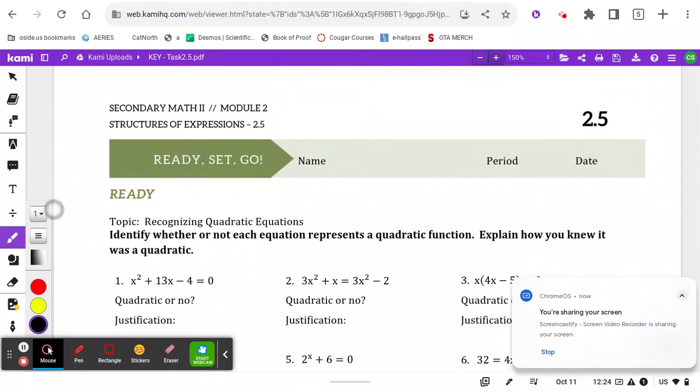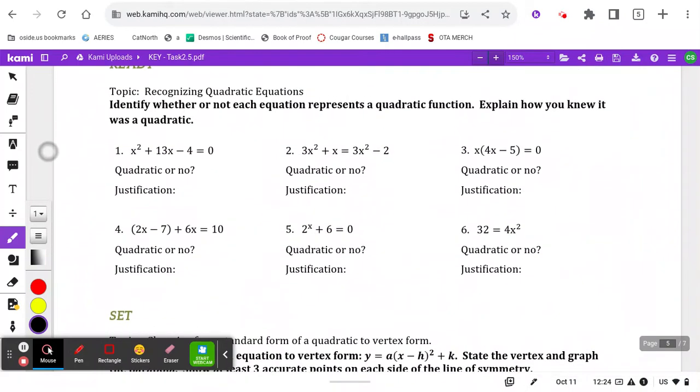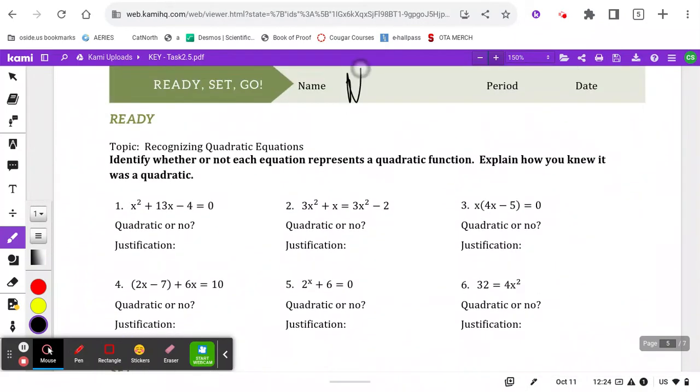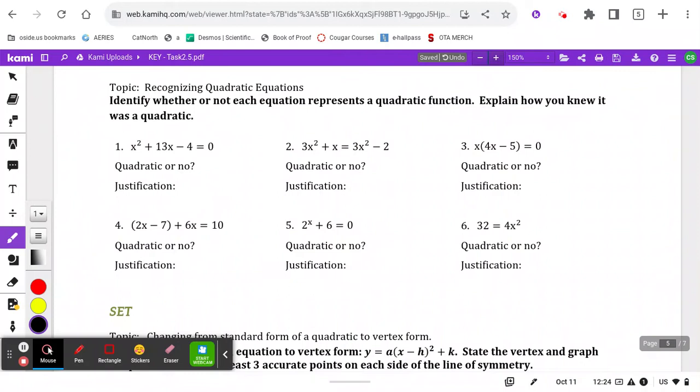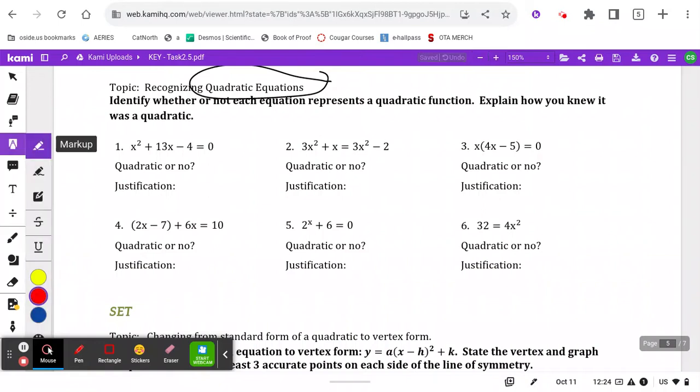All right, we're on the 2.5 Ready, Set, Go Mathematics Vision Project. Please make sure you've put your name at the top and your period number and date. The first section is asking you to recognize quadratic equations, identify whether each equation is quadratic or not, and explain how you knew. So looking at the first one, what do you think?